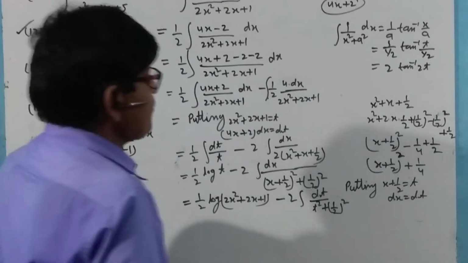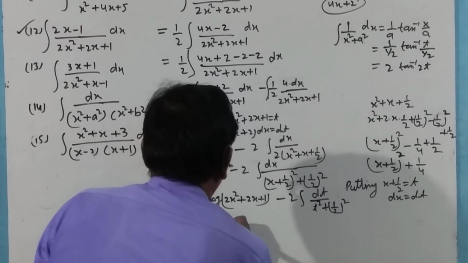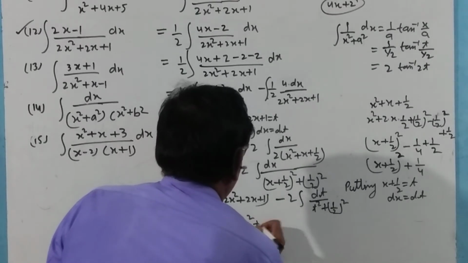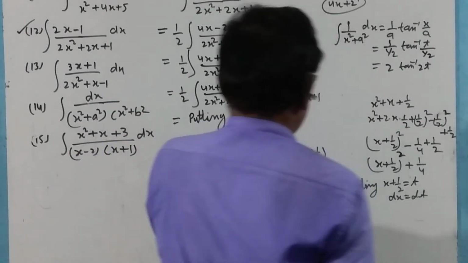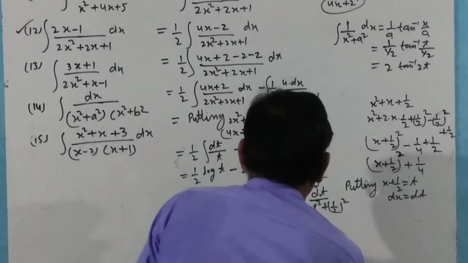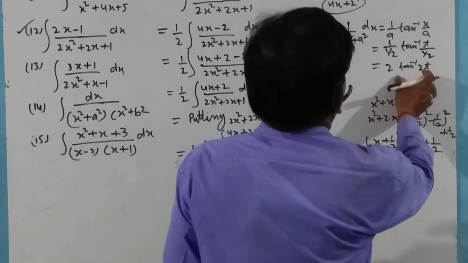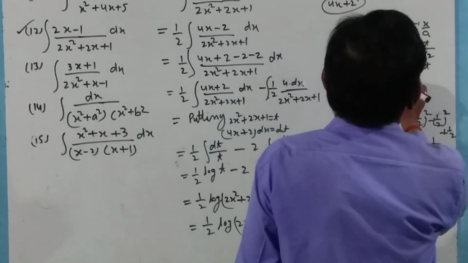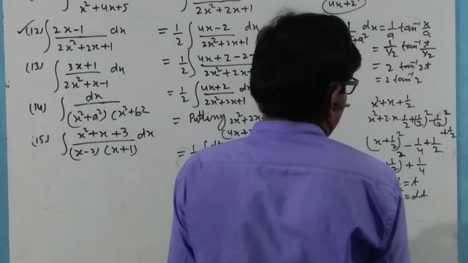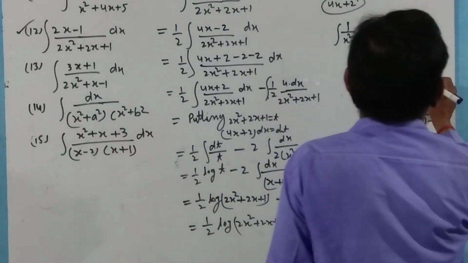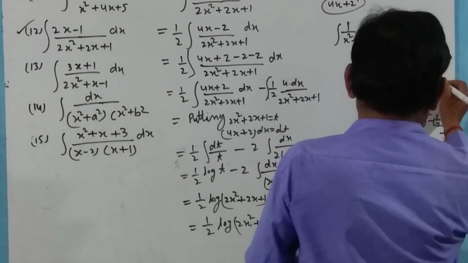Now this can be written as 1 by 2 log (2x² + 2x + 1), and here this is 2, so minus 2 into these terms equal to 2 tan inverse 2t. This is equal to 2 tan inverse, and 2t equal to here 2 times (x + half).